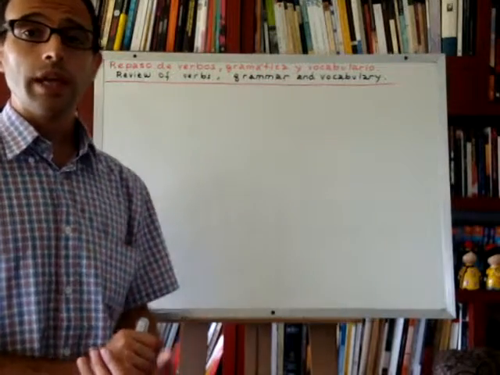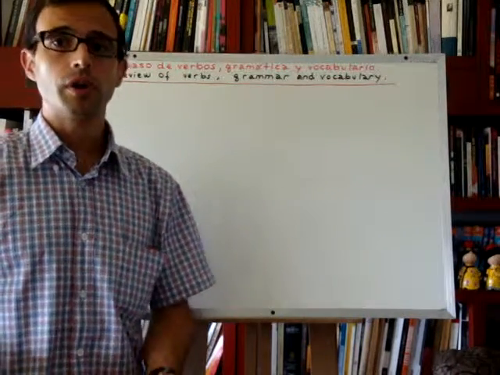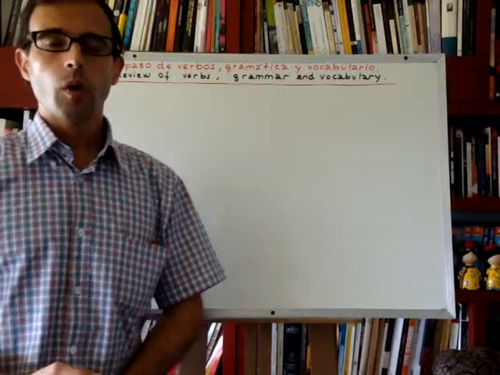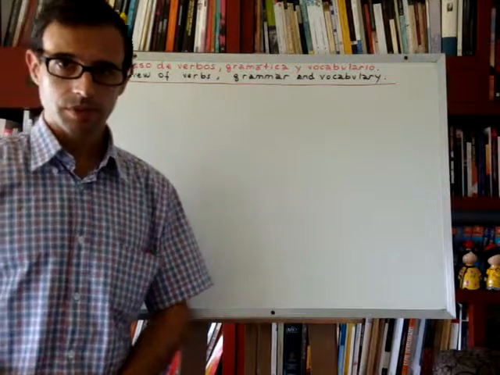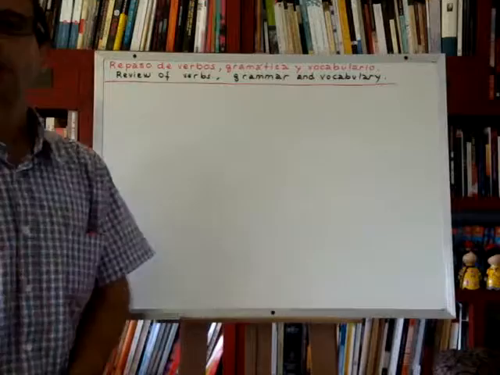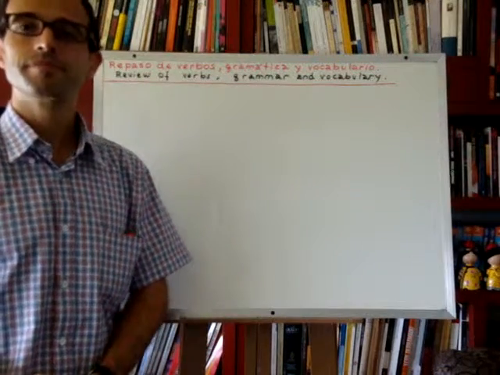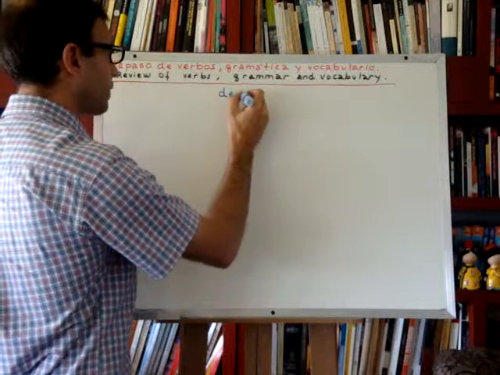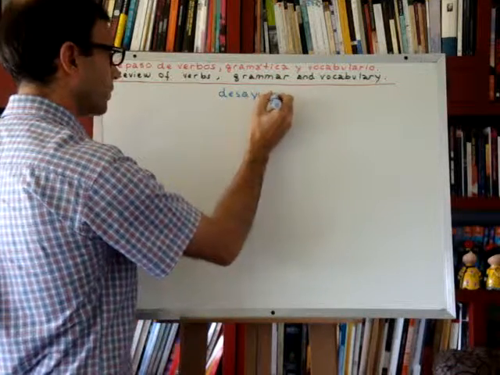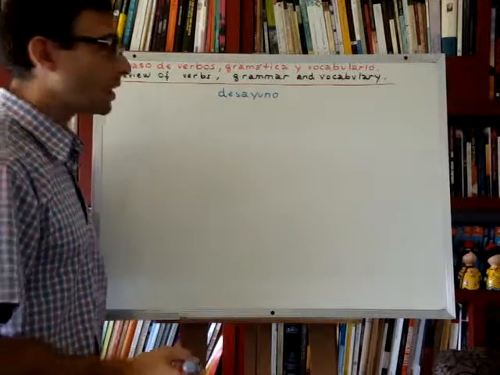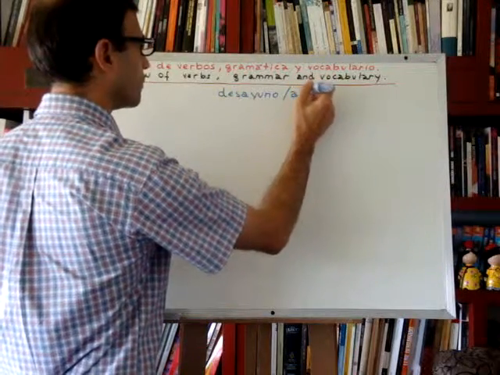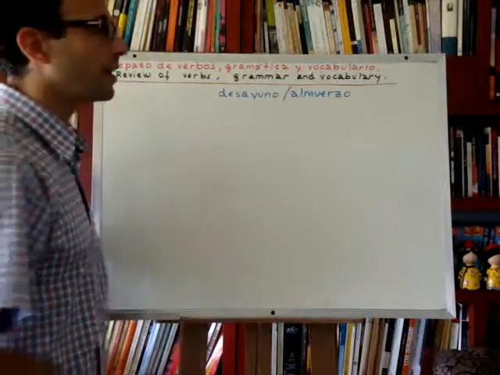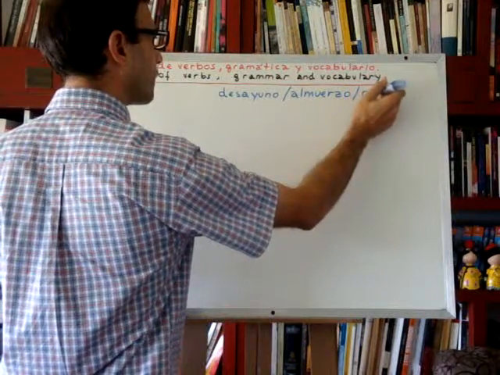So remember, we had learned the words for lunch, dinner, breakfast, okay? So let's say, what is the word for breakfast in Spanish? Breakfast, or lunch, or dinner. Remember, breakfast in Spanish is desayuno. The word for lunch is almuerzo. And the word for dinner is cena. Okay?